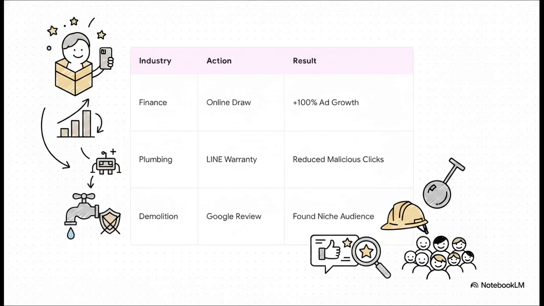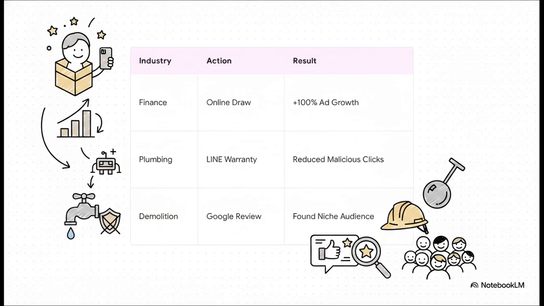Or take a Keelung plumbing company. They just started sending their post-repair warranty via LINE. That one simple action told Google to stop showing their ads to malicious competitors and focus strictly on real homeowners. And at a Taipei demolition company, they just asked for a Google review after finishing a job. That fed the AI the exact data it needed to find a highly niche audience.